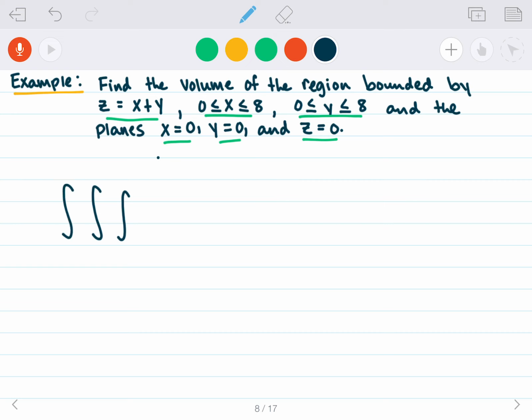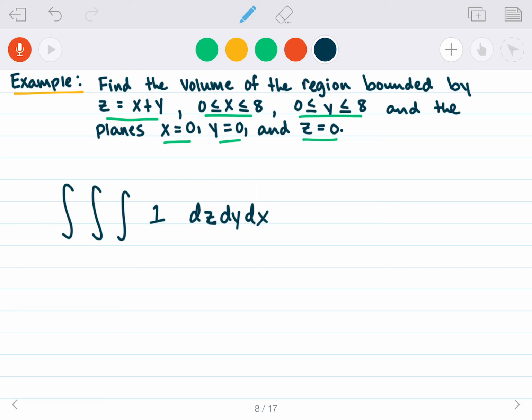Okay, and our region, let's see. Yeah, so I'm going to just do 1 right here because I'm not given a specific function. And then I'm going to do dz first, followed by dy, followed by dx. Okay.